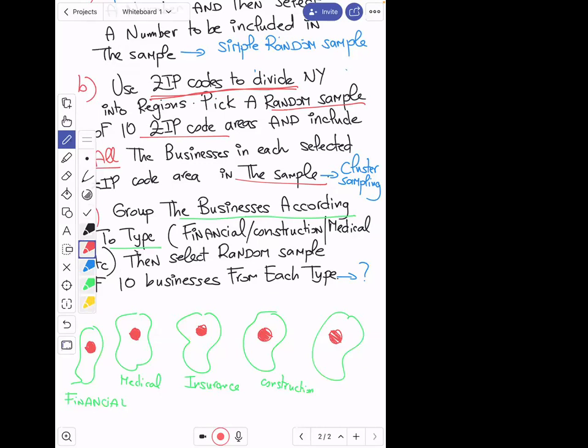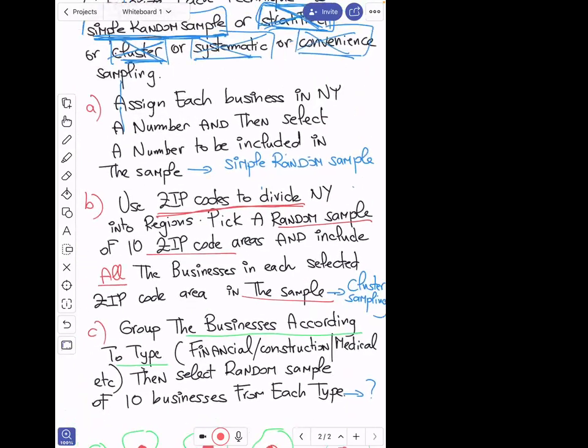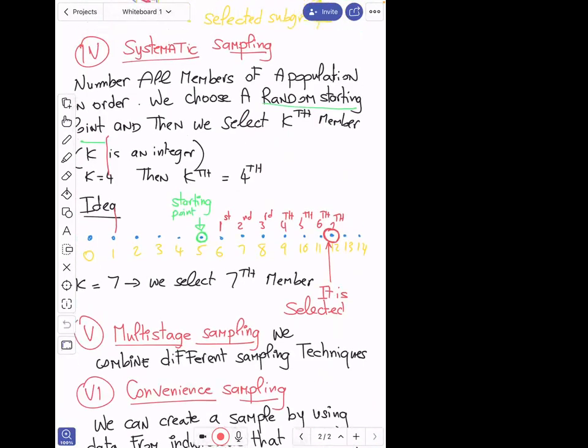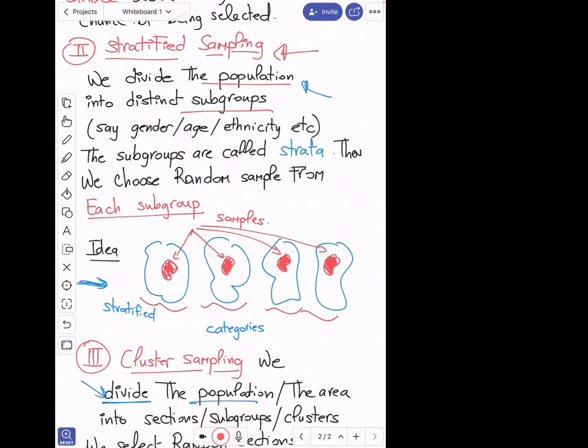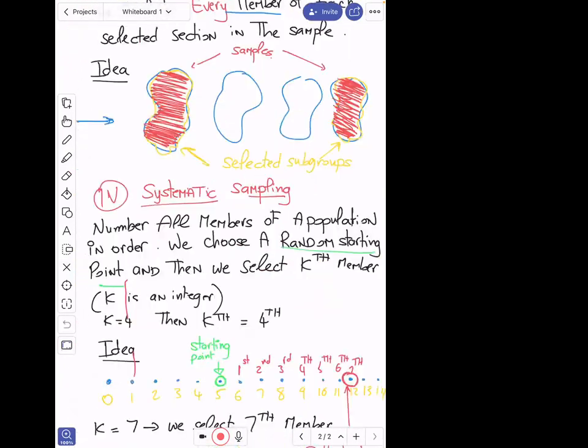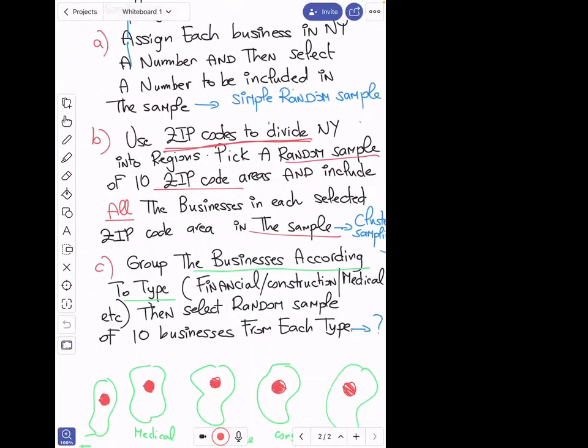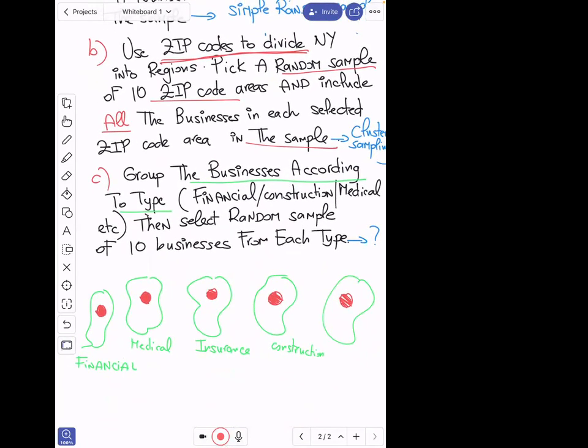Yes, that will be a stratified sampling, right? If you compare this graph to the one we had for stratified sampling, you see that we divided the population into subgroups, like 3 or 4 subgroups, and then we choose a random sample from each subgroup. So that's exactly what we do here in C. We select a sample of 10 businesses from each type. So yes, this would be a stratified sample.